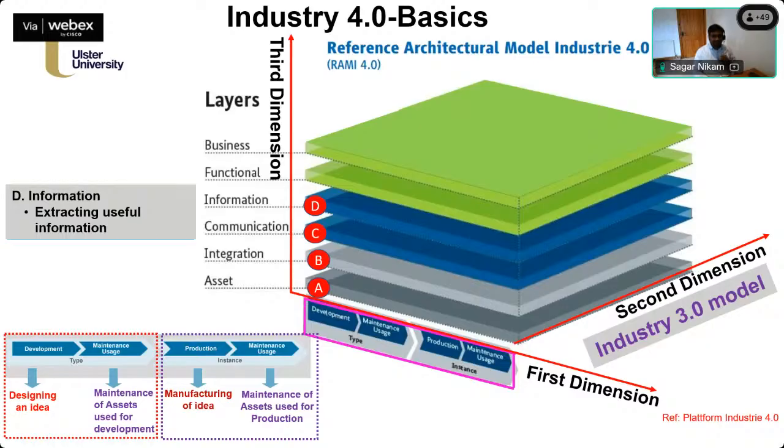The next layer, the D layer, is on information. So extracting useful information, which is data analytics. If you remember yesterday's lecture on smart manufacturing, there are four different pillars: IoT, data analytics, cybersecurity, and automation. Data analytics was one of those, and it is one of the particular aspects in Industry 4.0. So that's the D layer, the fourth layer in the basics of Industry 4.0.